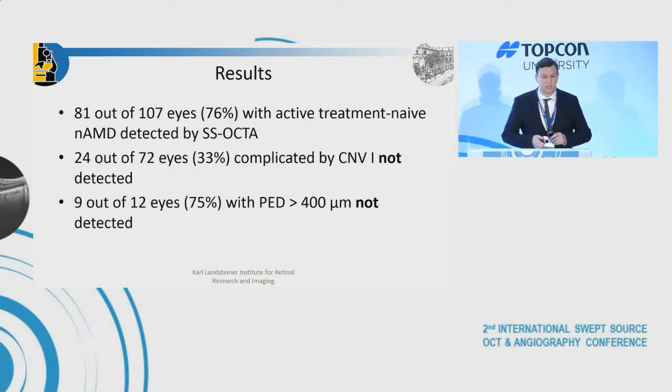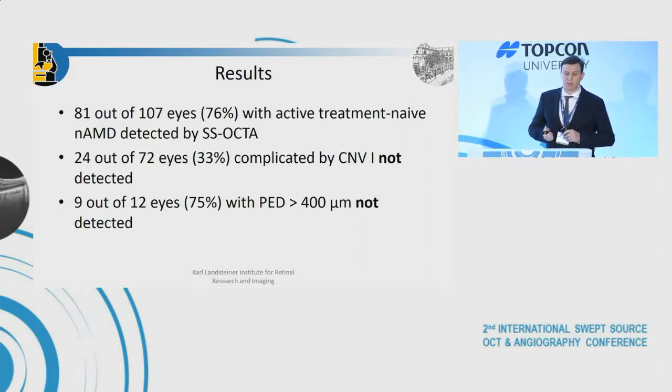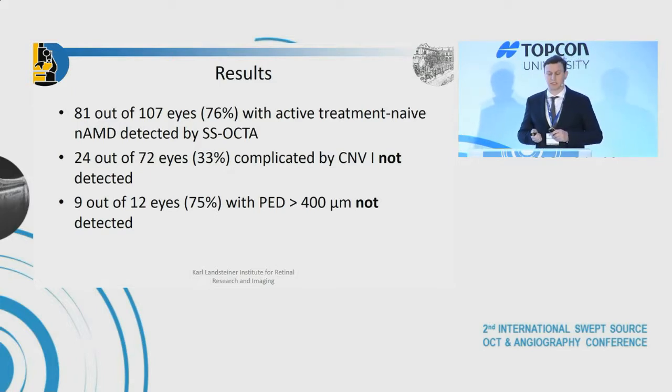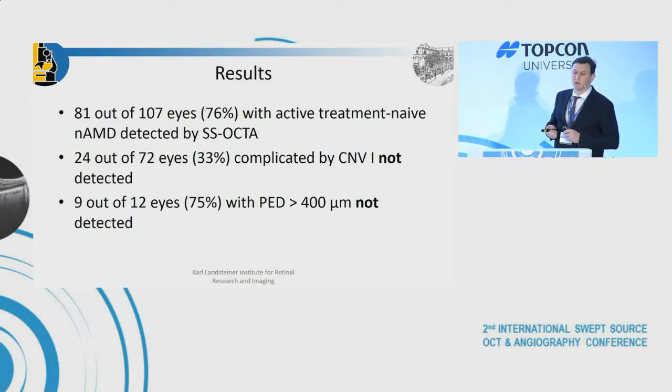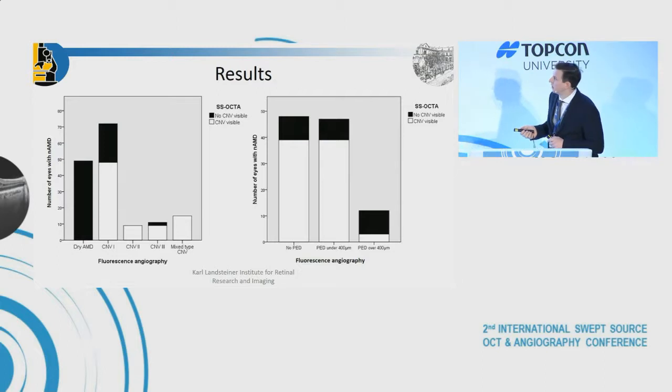So in 81 out of 107 eyes, CNV could be detected in treatment-naive nAMD, leaving 26 eyes behind, and 24 of them were complicated by CNV type 1 that could not be detected. 9 of 12 eyes with a PED height over 400 microns could not be detected. These are the bar graphs that illustrate our results.